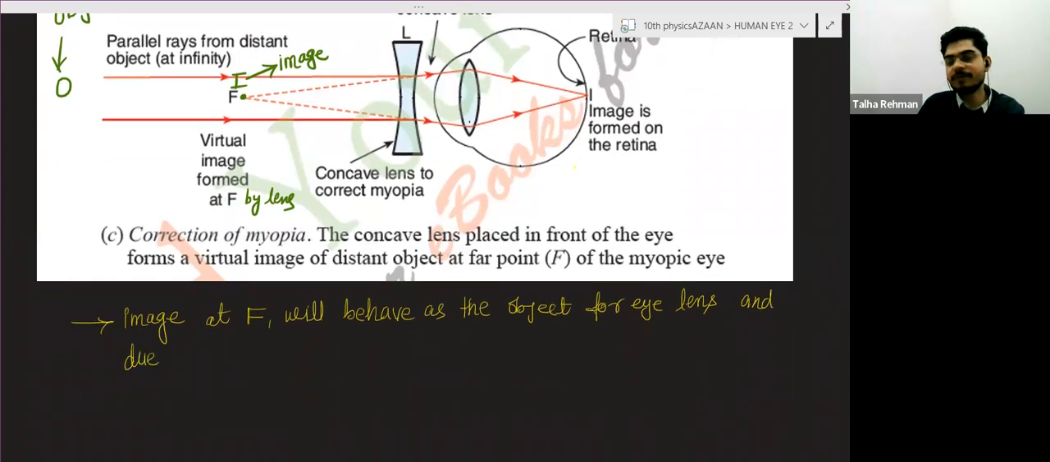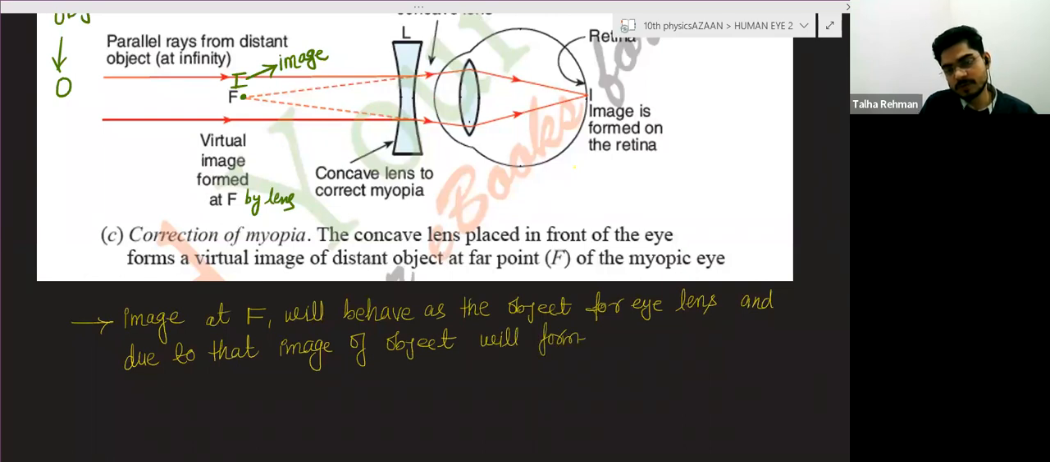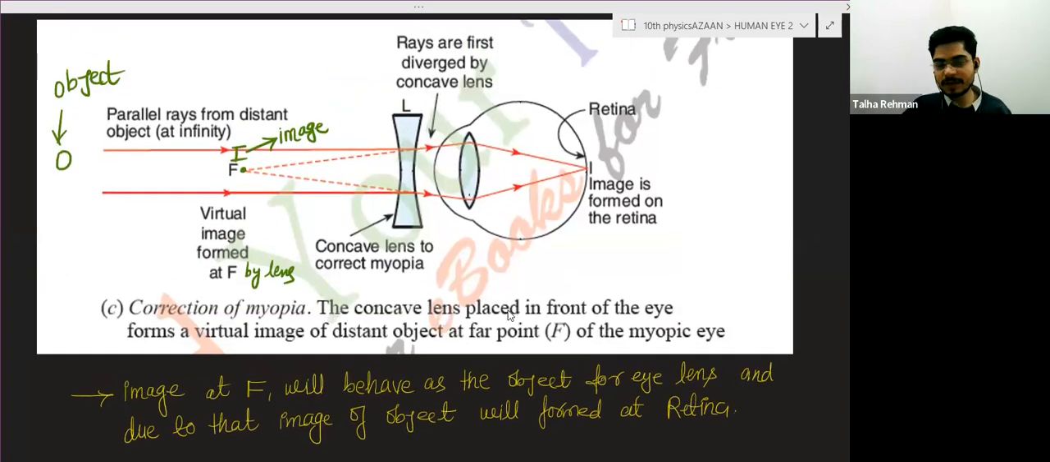And what was our motive? We want that the image should be formed at the retina, and due to that the image of the object will be formed at the retina. If the image is formed at the retina, then you can see. So correction of the myopia: the concave lens is placed in front of the eye, and forms a virtual image of the distant object at far point F.